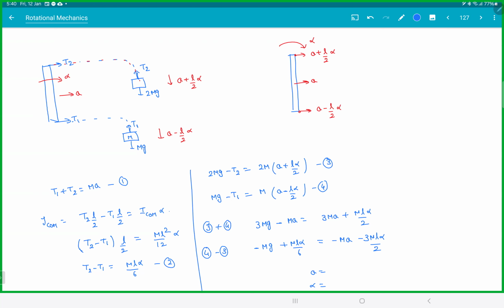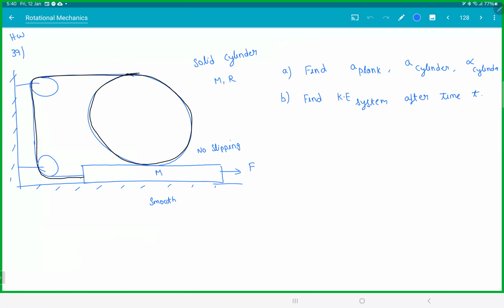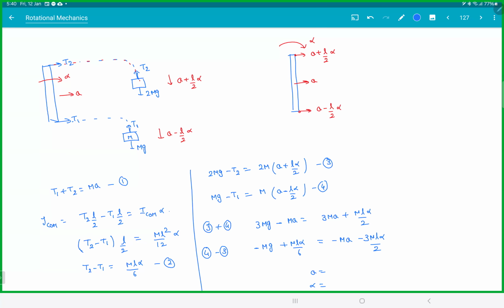Clear with this? Any doubts on this? Anyone got an answer? Solve it. You will get it. I will leave it to you. What about this guy? Alpha is 6G by 5L. Anyone else got it, so fine.